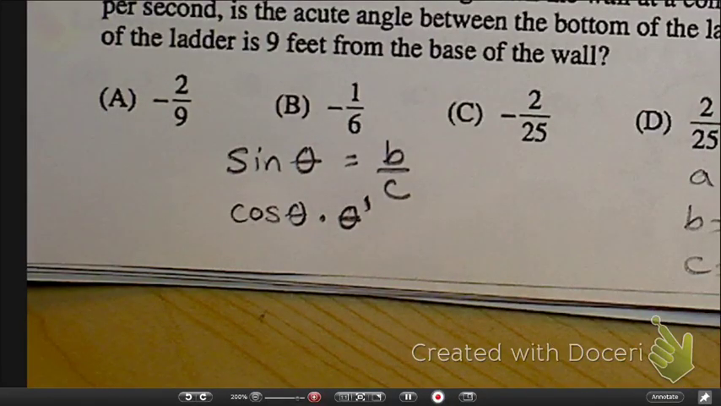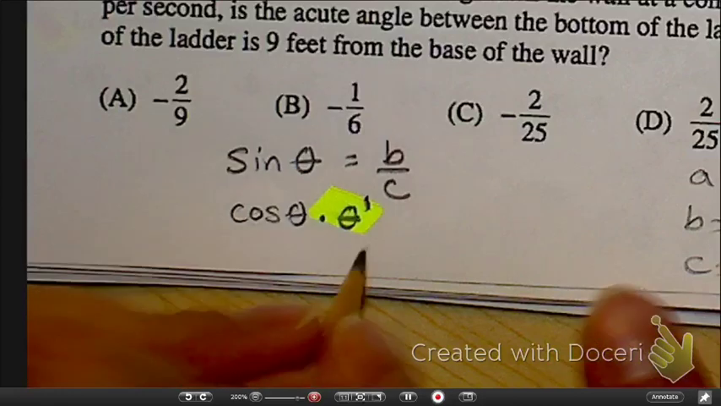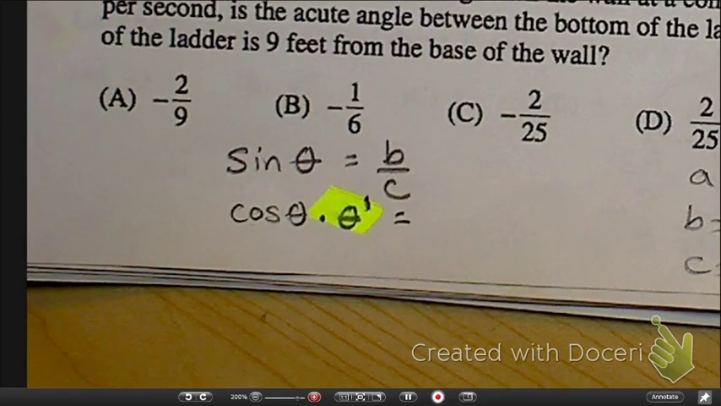And that's actually what we're looking for. We're trying to solve for that value. We want to know how quickly that angle is changing at the rate when the ladder is 9 feet from the bottom of the wall. All right, so that's the derivative of the left-hand side.